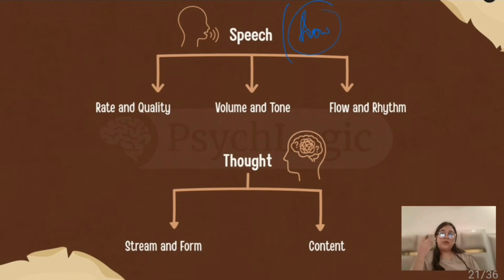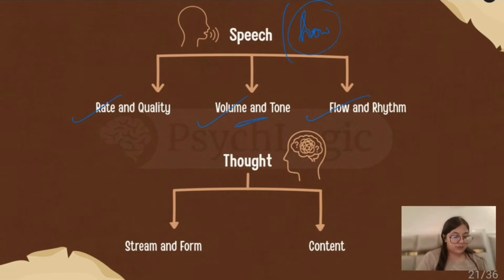Okay, so speech is something that you can directly observe, right? You observe it in three manners. First is rate and quality. Is the speech slow, rapid, very pressurized, very hesitant? A person with depression might sound very slow to you, while with a person with mania, their voice has this pressured feeling. Okay, so things like that.